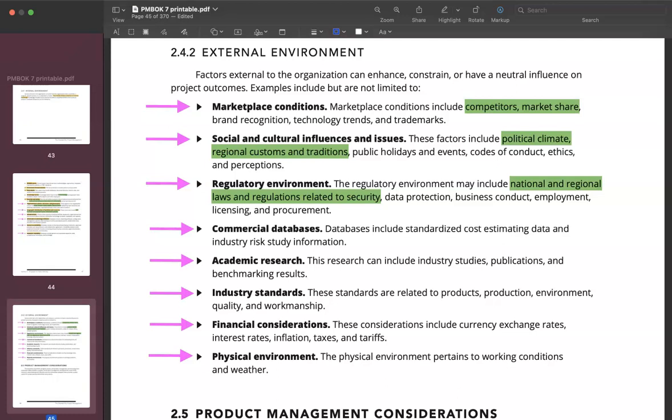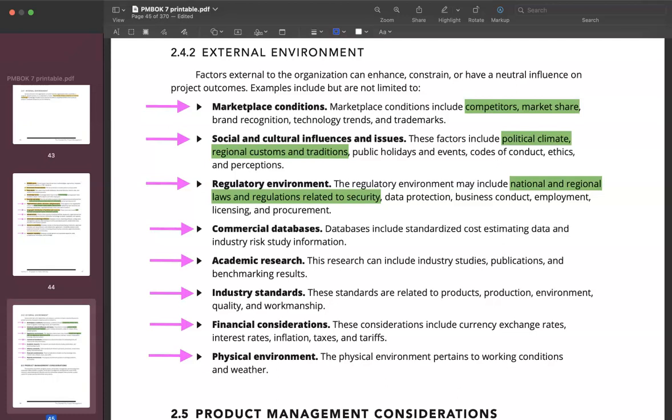What market share do you have? What market share does your competitor have? What is the level of brand recognition? Like, do people really know you, or are you a newbie in the industry? Then you have social and cultural influences, which are obviously the politics of your country, whether you're a democratic country or you have another form of political governance system there. The regional customs and the culture and the traditions that are generally prevalent in the country as well, that would also have an impact on your project.